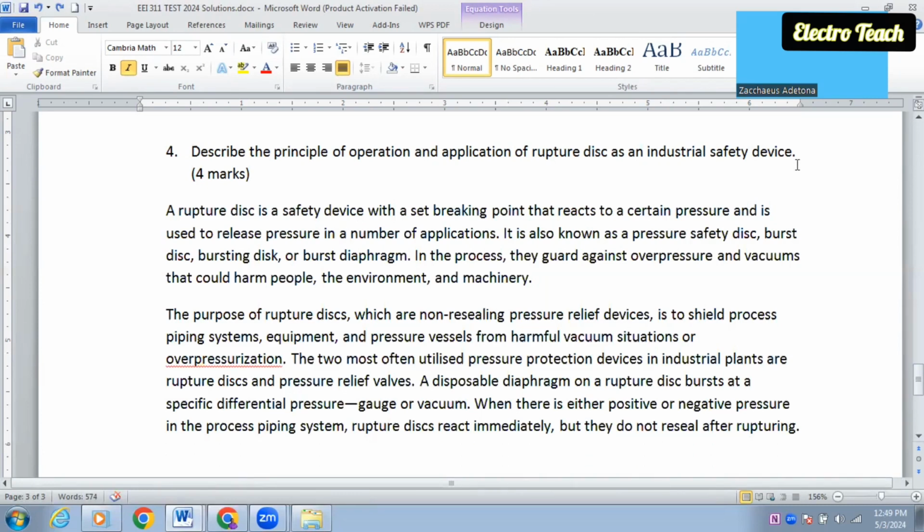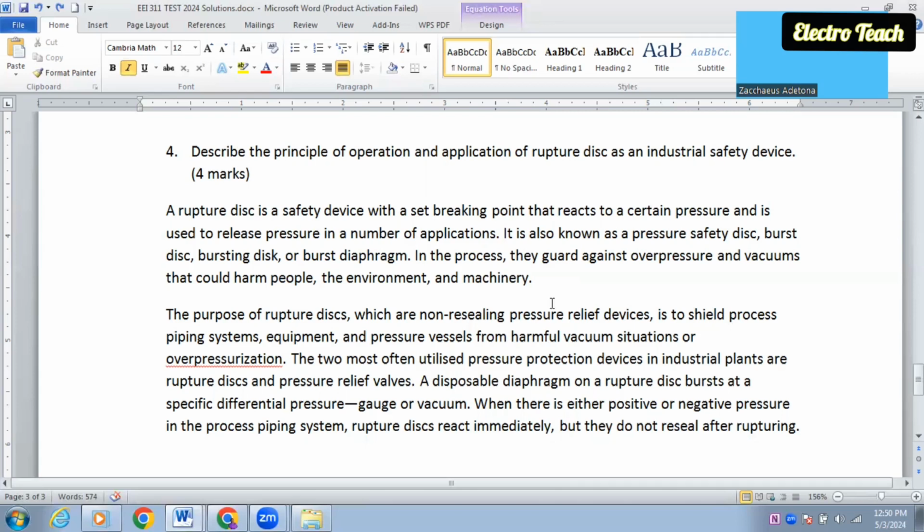So the ruptured disc is one important safety device that is used to protect people, the industrial system and the environment from over pressure, and sometimes under pressure, but most especially over pressurization. A ruptured disc is a safety device with a set breaking point that reacts to a certain pressure and is used to release pressure in a number of applications. Other names they call it in the industry are pressure safety disc, burst disc, bursting disc, or a burst diaphragm.